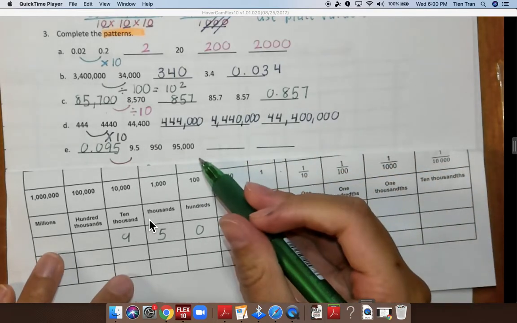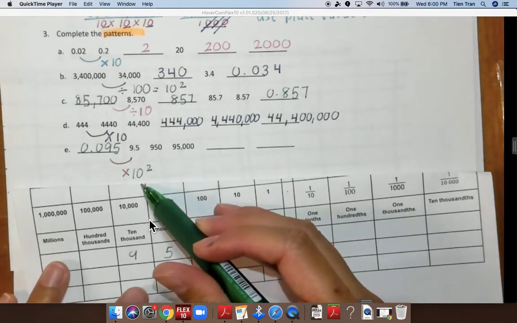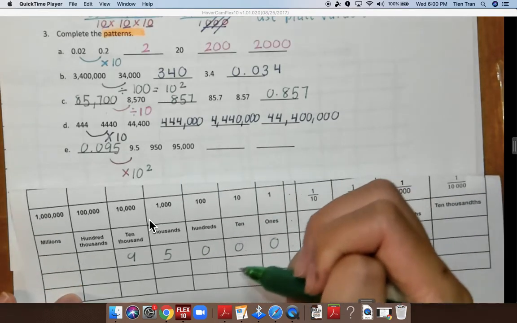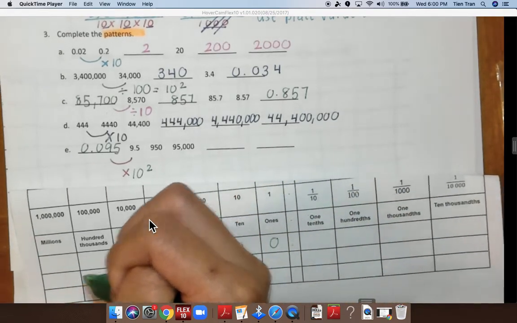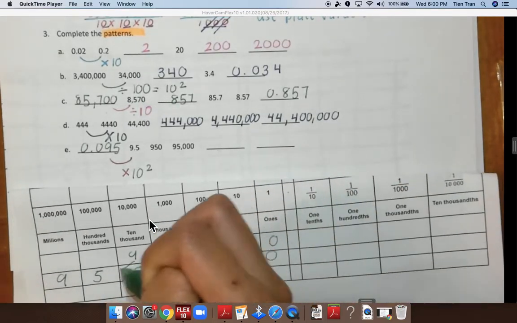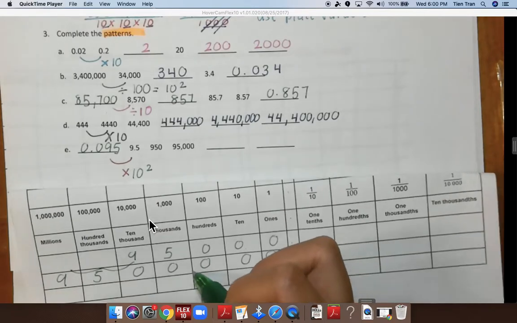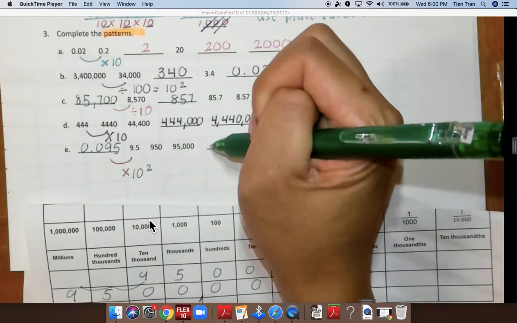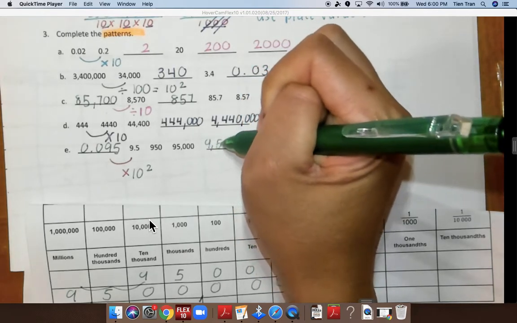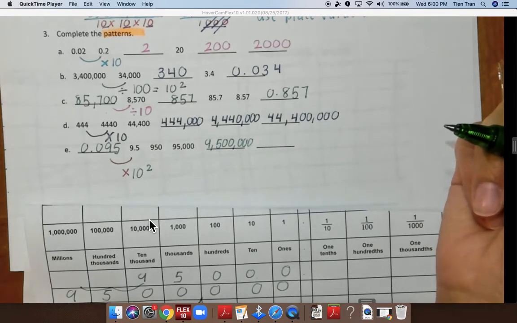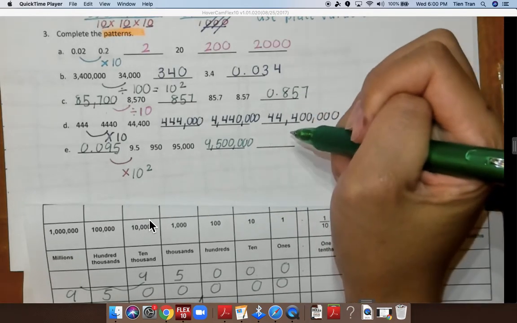Okay, and then I am going to add 2 zeros because I'm multiplying times 10 to the power of 2. So I'm going to add 2 zeros to this. So it's going to move right here. 1, 2. So my new number is going to be 9,500,000.